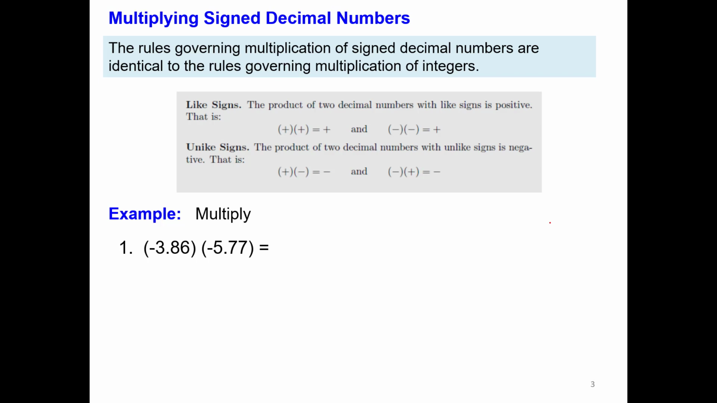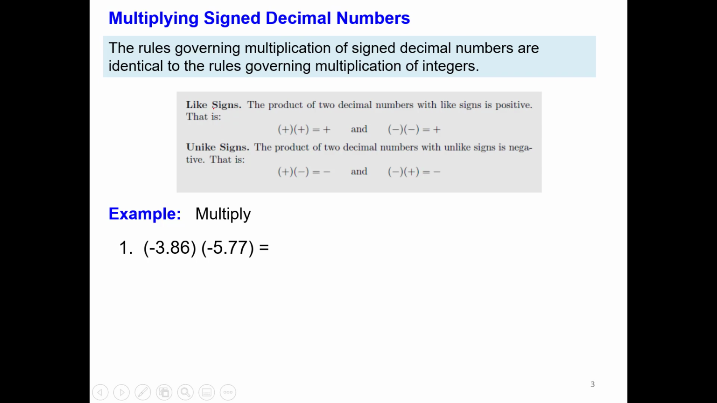Now we want to multiply signed decimal numbers. The rules governing the multiplication of signed decimal numbers are identical to the rules governing multiplication of integers. The same rules we use for the multiplication of integers are the ones we apply when we multiply decimal numbers. These are the rules.